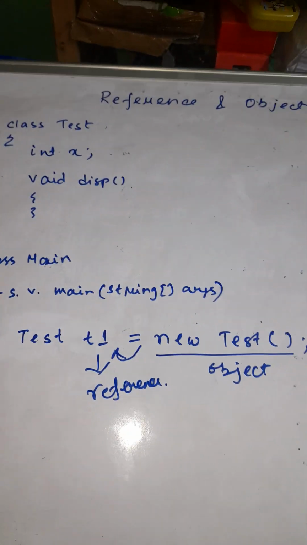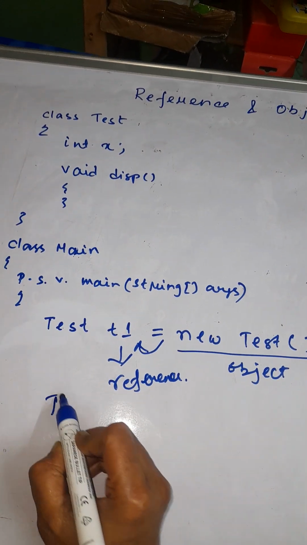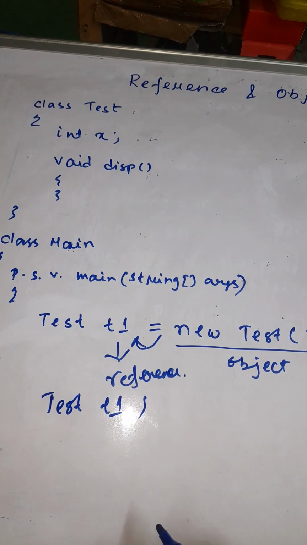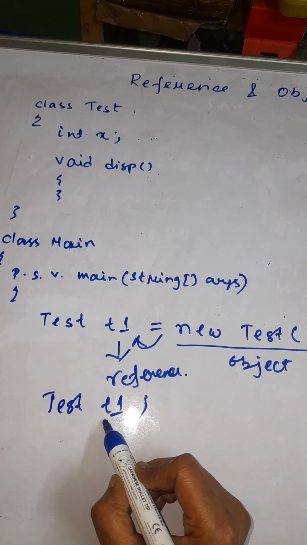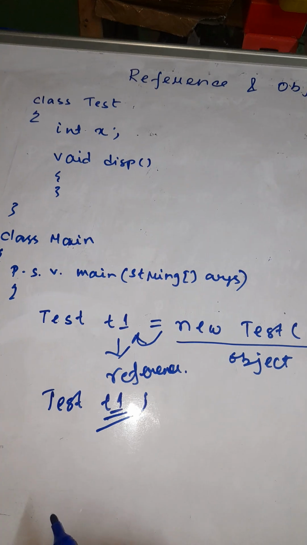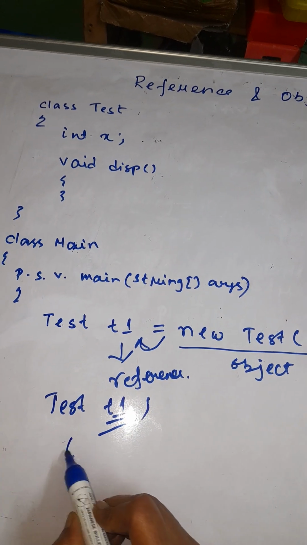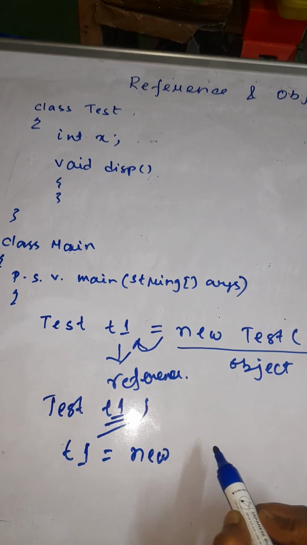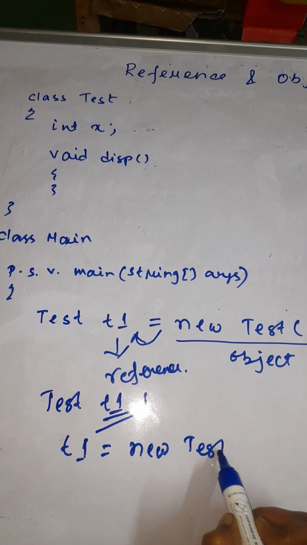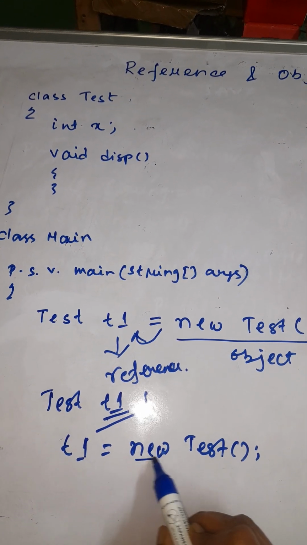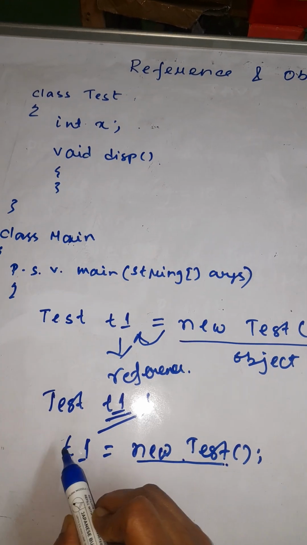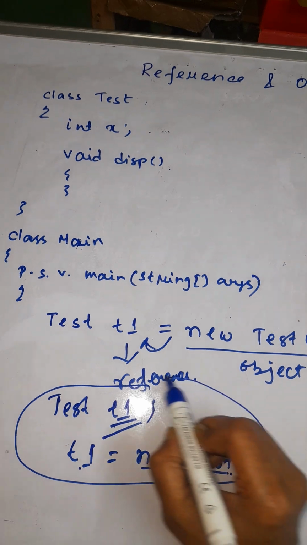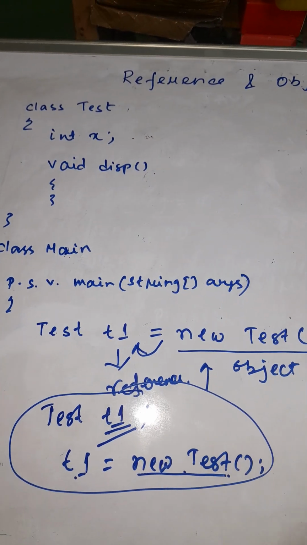Clear? Maybe if you want to create it like this, you can also write Test t1. You create one variable. Which type of variable? This is the reference type of variable. So t1 will store the address of some object, that one is the new Test. So it will create one object and the address of the object will be stored within t1. So this we normally write like this.